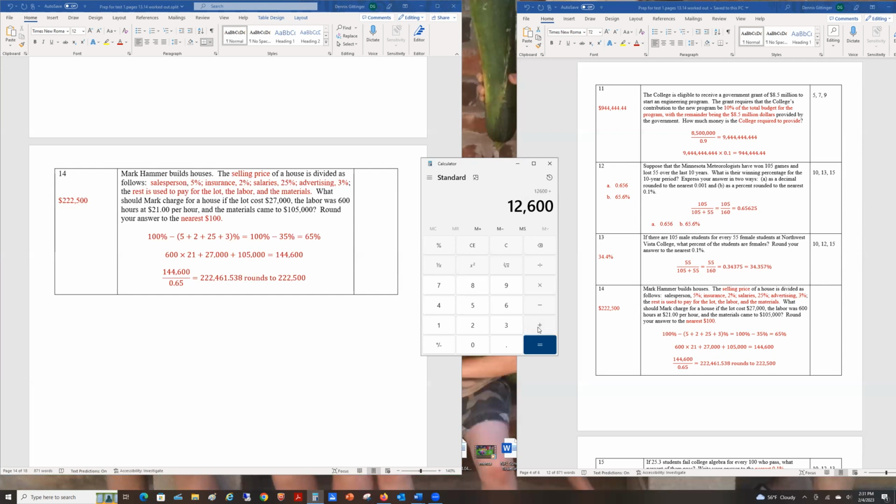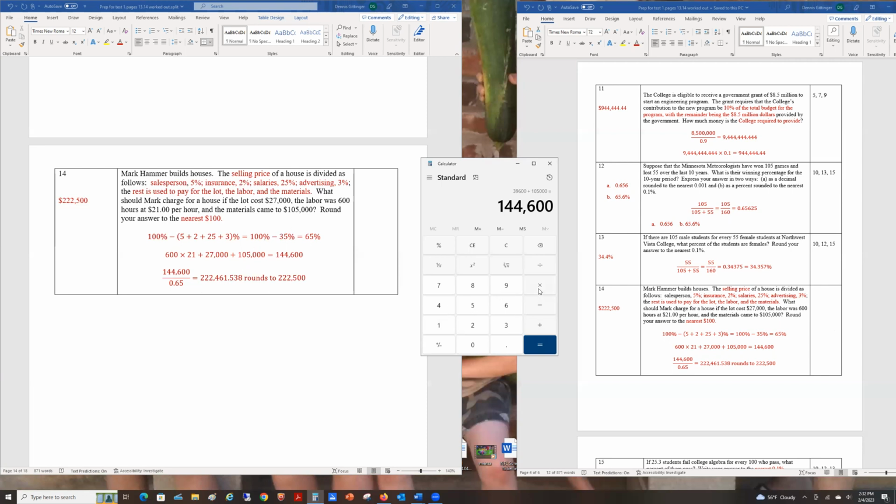I'm going to add the lot, which is $27,000. Then I'm going to add the materials, which is $105,000. And I get $144,600. That is the lot, labor, materials. And since those other things represent 35%, this is the other 65%.